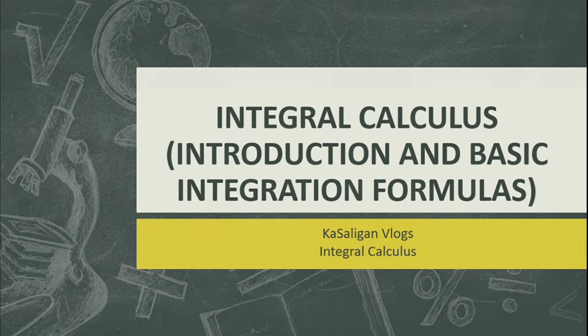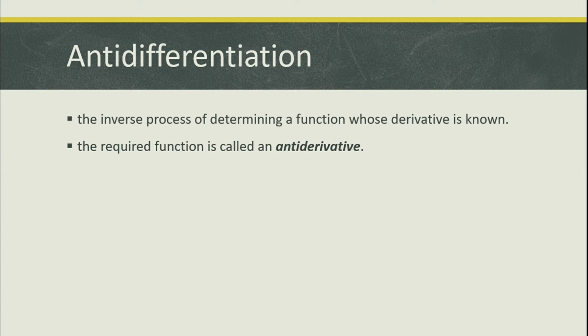Okay. So, anti-differentiation, the inverse process of determining a function whose derivative is known. So take note, we are done with derivative. So today we have now the anti-differentiation. So the required function is called the antiderivative. So in other terms, anti-differentiation is what we call the integral of, or the anti-differentiation or the integral of. So that's it.